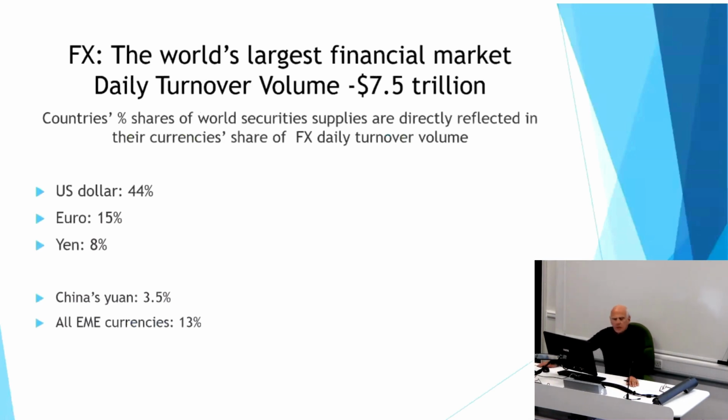Now, these countries' percentage shares of world security supplies are directly reflected in their currency share of foreign exchange daily turnover volume, currently in the region of around 7.5 trillion. As you can see here, the US dollar at one extreme accounts for 44% of this volume, while all of the other emerging market currencies, that of China's included, comes to about 13%.